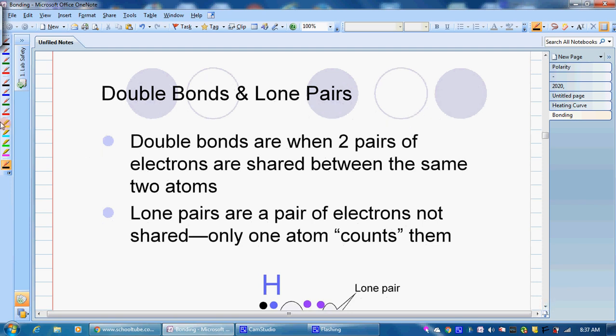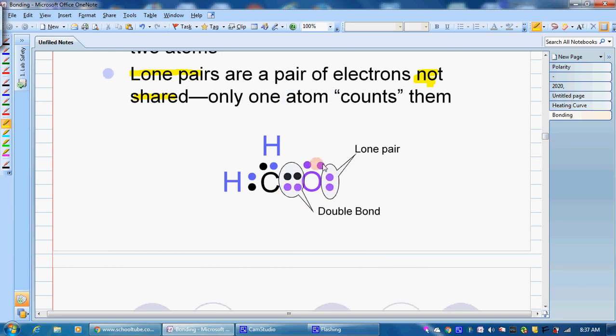Okay, so again here, a double bond is when 2 pairs of electrons are shared between the same 2 atoms. A lone pair of electrons are pairs that are not shared. So they're basically only going to count for 1 atom. So our oxygen there had a lone pair here and a lone pair there. Double bond here in the middle, you can see 2 pairs are shared between 2 atoms. Now you might note that when I drew my structure, my oxygen was down here. Technically it doesn't matter as long as the carbon and the oxygen are bonded together.